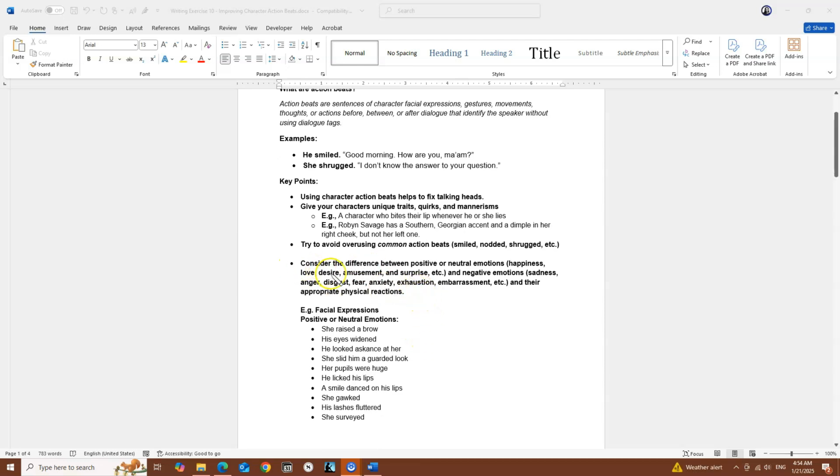And finally, the last key point is to consider the difference between positive or neutral emotions, happiness, love, desire, amusement, and surprise, etc., and negative emotions, sadness, anger, disgust, fear, anxiety, exhaustion, embarrassment, etc., and their appropriate physical reactions. So this is pretty much saying that when a character is expressing a certain emotion, make sure that whatever action or physical reaction they're having is appropriate to that particular emotion.